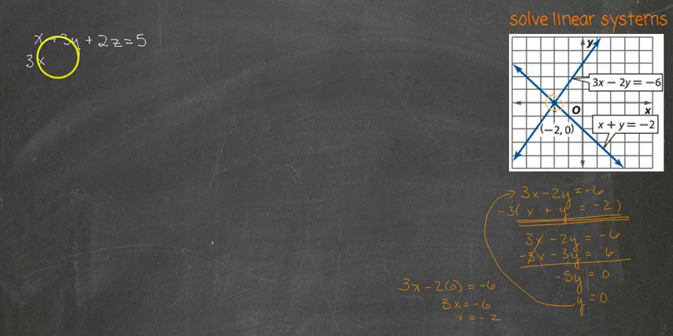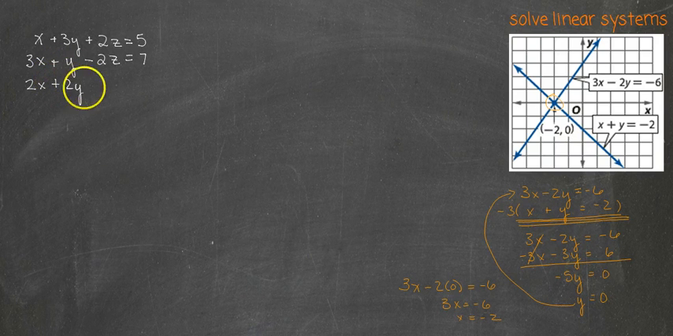I have 3x plus y minus 2z equals 7, and 2x plus 2y plus 3z equals 3. Now, we're going to use a process called Gaussian elimination. It comes from Friedrich Gauss, the mathematician that developed the method, or at least formalized the method.